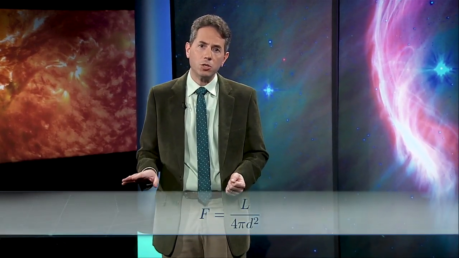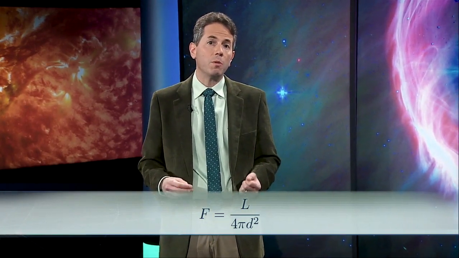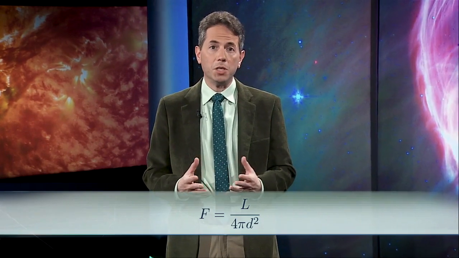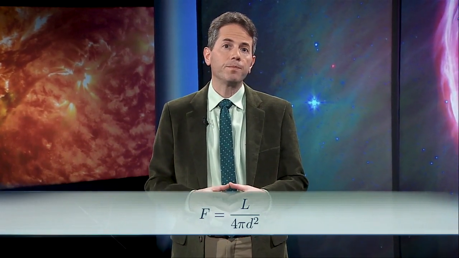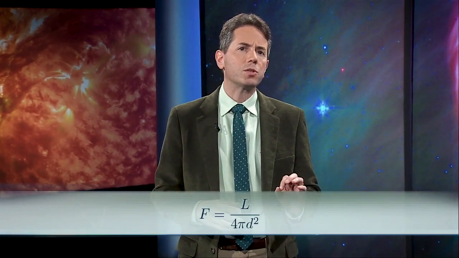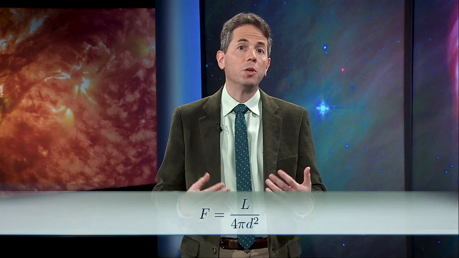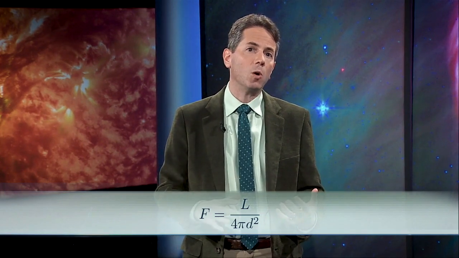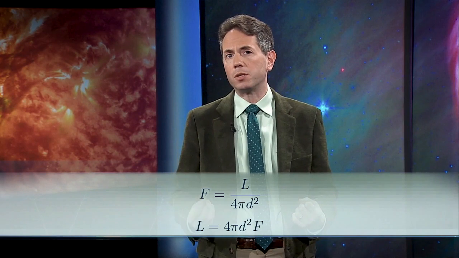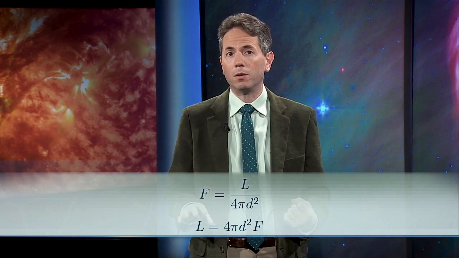We've already learned how to measure a star's luminosity, its total power output. We can use the flux-luminosity relationship. First, we measure the distance to the star, d, maybe with parallax. Then we measure the flux, F, the power per unit area that we detect with our telescope, and then we calculate the luminosity as 4 pi d squared times F.